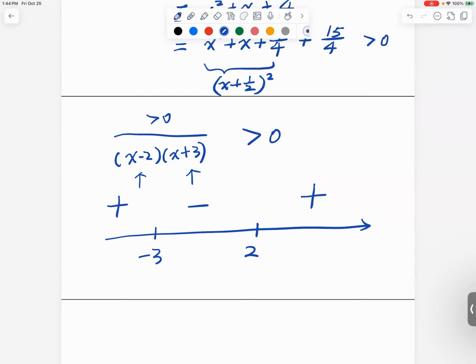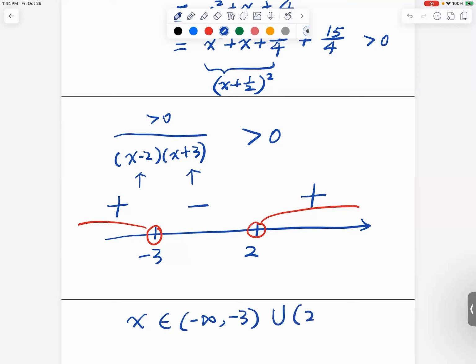We are interested in regions where this quantity is positive. Of course, we cannot have -3 and 2 because these factors appear in the denominator, so we have to exclude these 2 points. So the solution is going to be these two intervals: x belongs to -infinity to -3, union, parentheses, 2 to positive infinity.